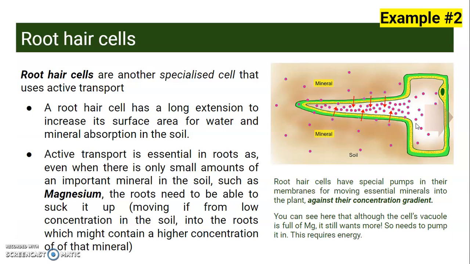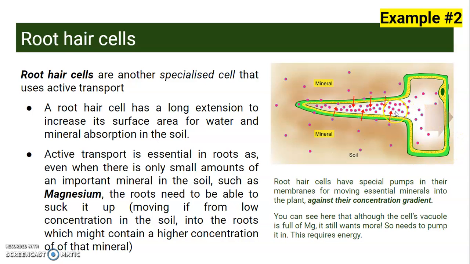Another example, so example number 2, root hair cells. So we've probably learnt about root hair cells a number of times. They're a specialized cell found in the roots of plants. They have this very extreme extension out the side, which increases the surface area of that cell. So think of heaps and heaps of these cells making up the roots of a plant to really increase the surface area for absorbing minerals and water and stuff like that from the soil.